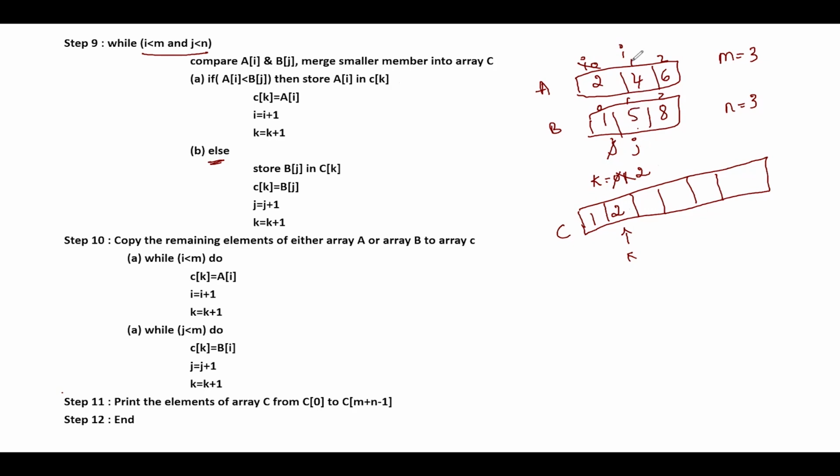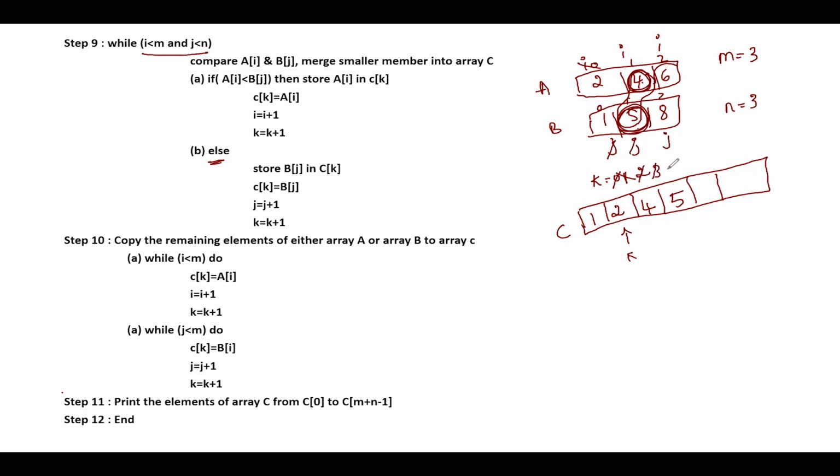Here in this case, I is 1 and J is 1. Hence, I'm comparing 4 and 5. So when I'm comparing 4 and 5, I know that 4 is smaller. Once again, A of I is smaller. So I'm going to store 4 over here and increment the value of I. All right. Once again, compare 6 and 5, and we know that 5 is smaller, hence store 5 over here and increment the value of J as well as K.